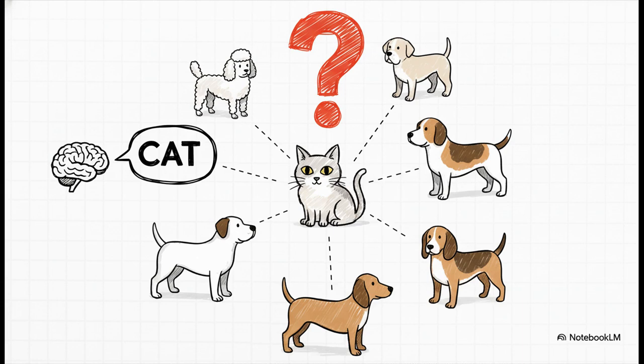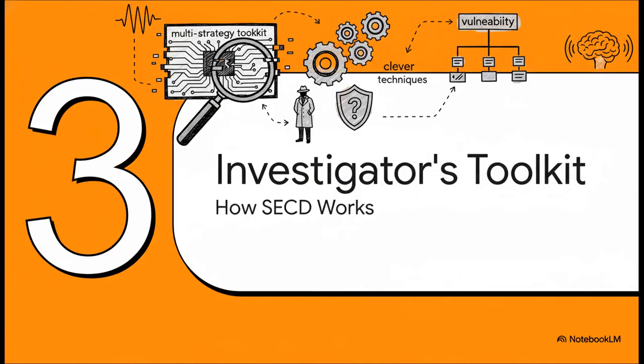It's basically guilt by association. If an AI looks at an image and says, "Yep, that's a cat," our detective says, "Hold on, let's see who it's hanging out with." It checks that image against a library of trusted pictures. And if our cat is surrounded by a bunch of pictures of dogs, well, that's a huge contradiction, a massive red flag.